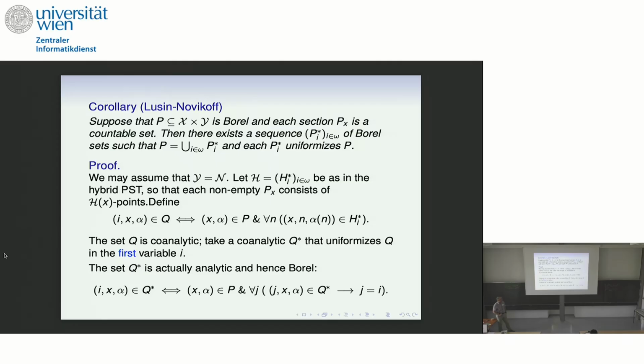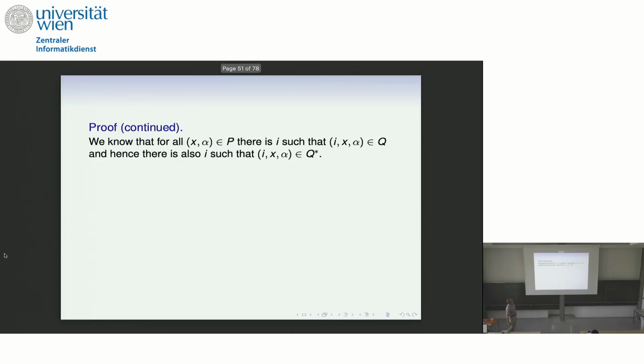So at the end, this Q star is actually Borel. Okay, so I uniformized it by a Borel set. Q doesn't have to be Borel, but the uniformization is actually Borel. So we know that for all x, alpha, there is some I such that this thing happens, which means that I is the code of this alpha, because P of x consists of hx points. So from the property of the uniformization, for all x, alpha in P, there is also some unique I such that I x alpha is in Q star.